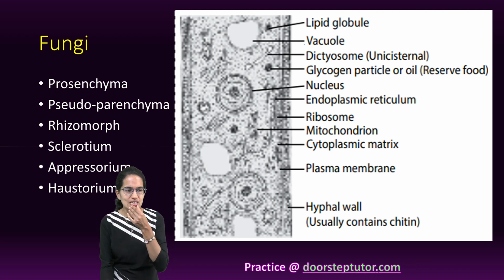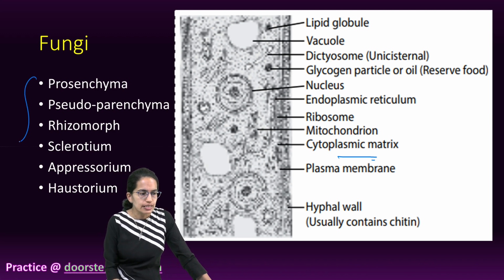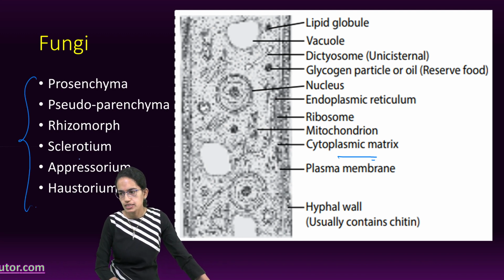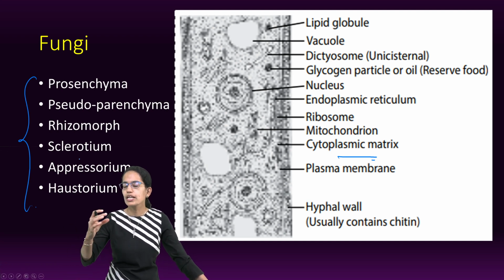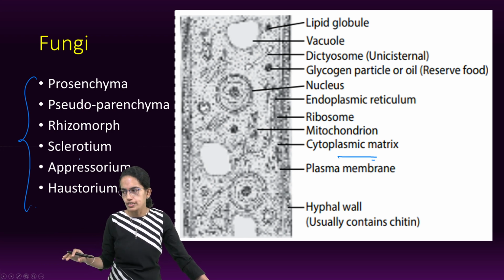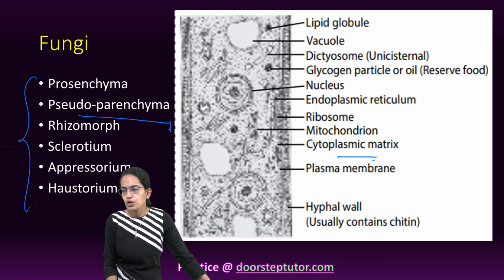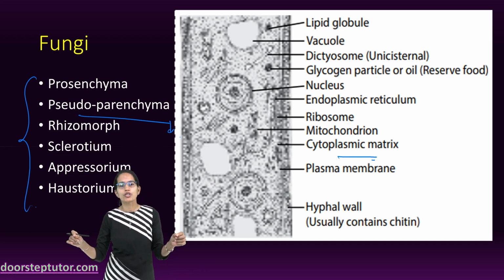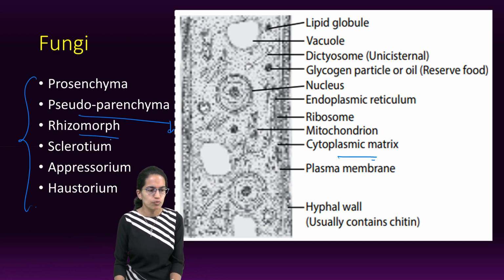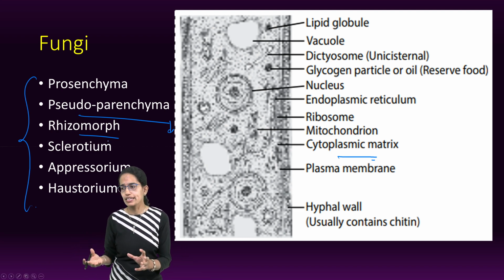If we focus on the structure here, this is the classic structure of a fungus, and then there are certain modifications. What the modifications are is important. So, Prosenchyma is a major component of hyphae, which are more or less parallel to one another and loosely interwoven. The next is Pseudo-parenchyma. Pseudo-parenchyma is when the hyphae are closely interwoven and there are hollow tubes present. The next is rhizomorph. Rhizomorph is another modification where root-like aggregations are seen, where hyphae lose their individuality.